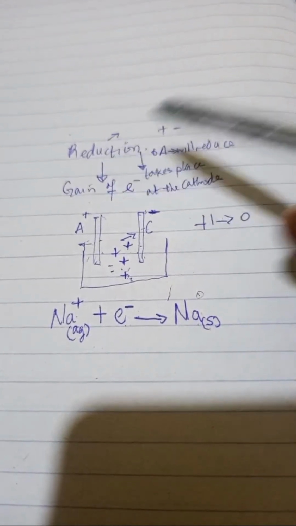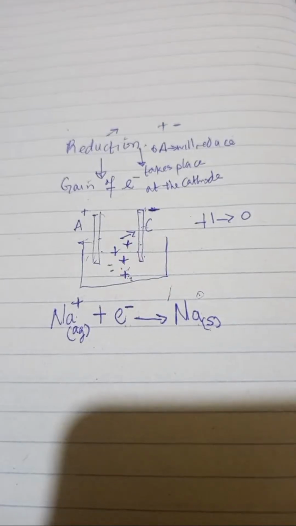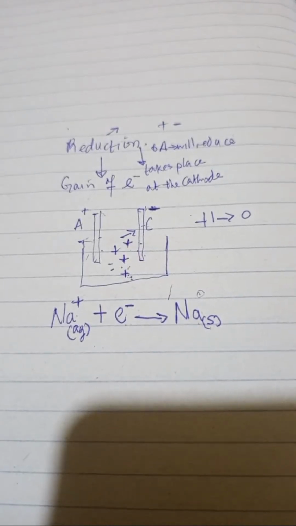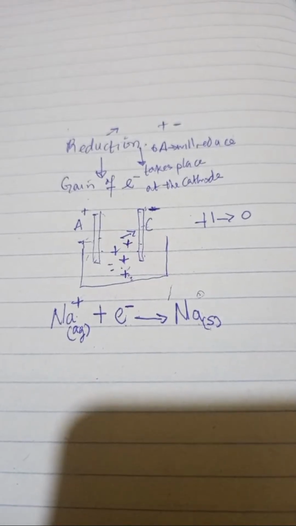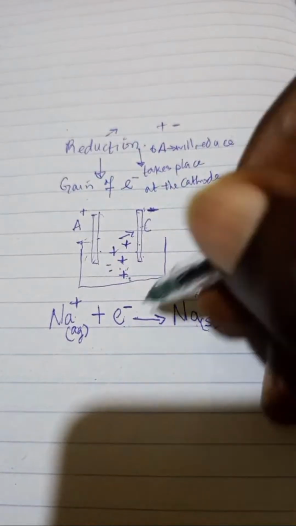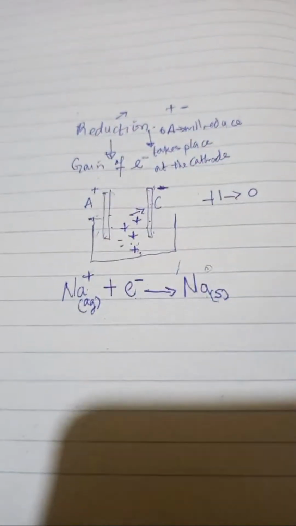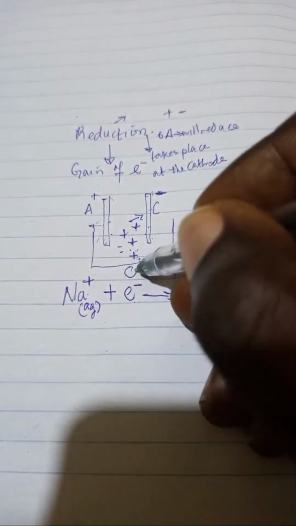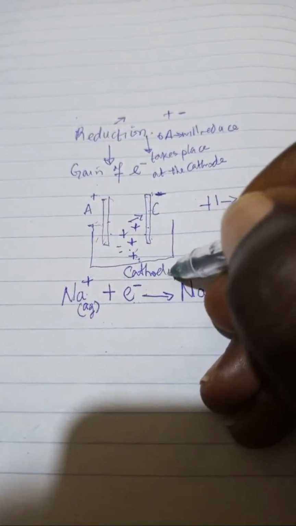And this reduction always takes place at the cathode. They can ask you, reduction takes place at where? Reduction always takes place at the cathode. Okay, so this is the cathodic reduction. You can call this formula, some textbooks will call it the cathodic equation.